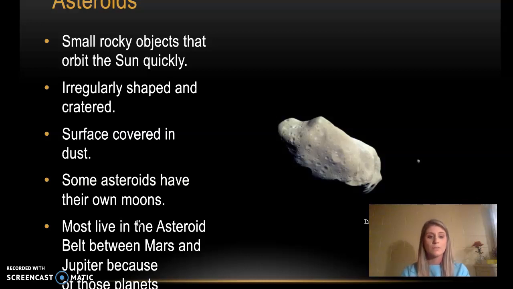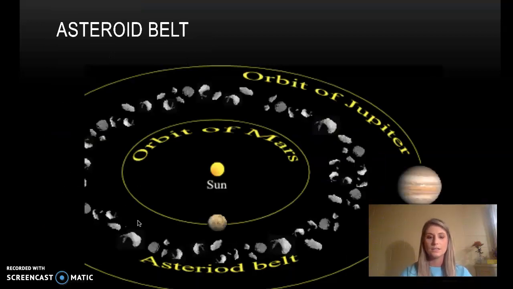Most asteroids live in something called the asteroid belt, and it is between Mars and Jupiter. And it has stayed there because of those planets' gravitational pull. The asteroid belt is in this picture. As you can see, it's between the orbit of Jupiter and Mars, and that is what separates the inner and the outer planets. So that is where most of them are, although they're not all there, but a majority of them are.